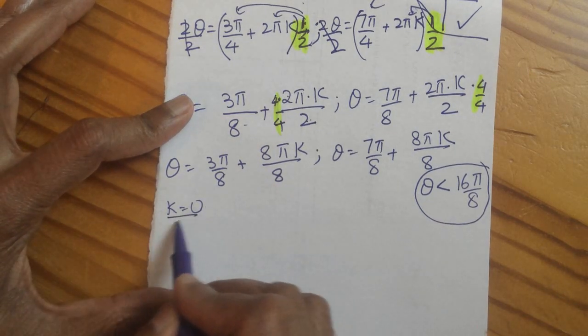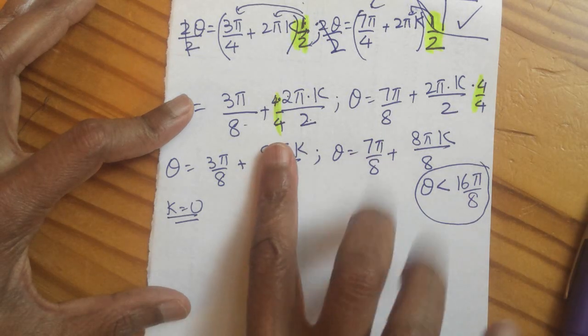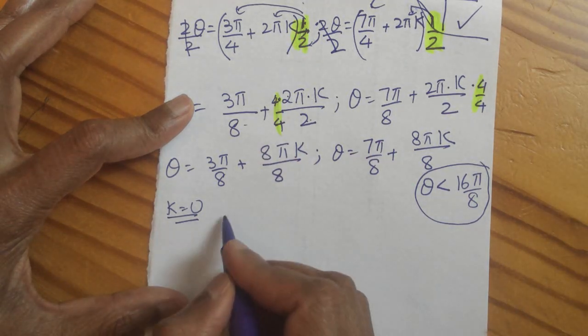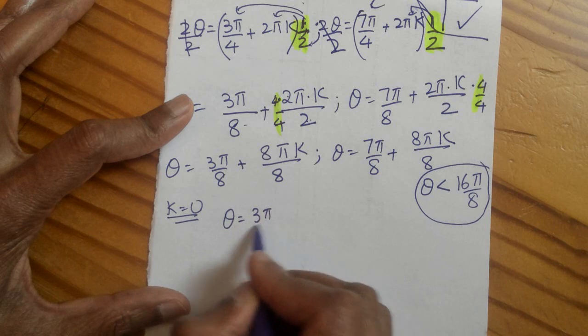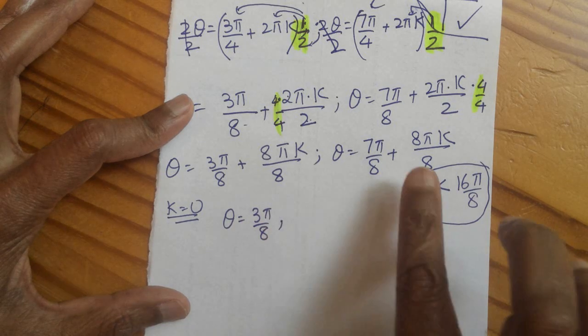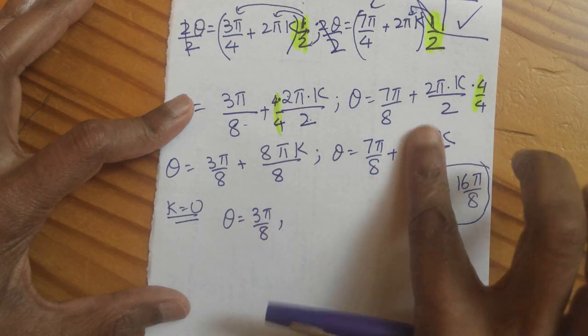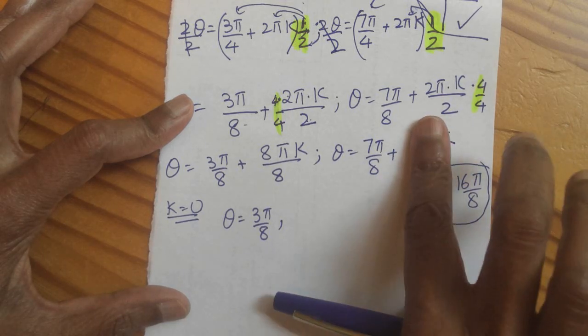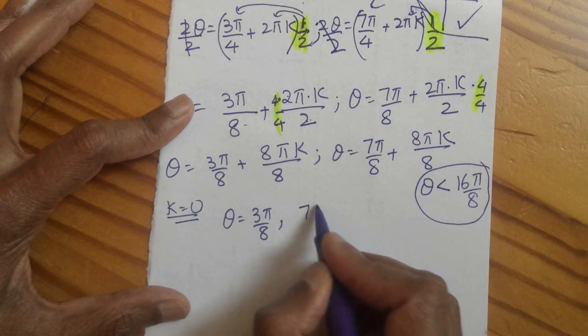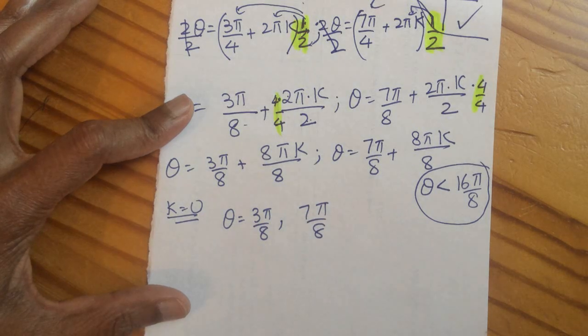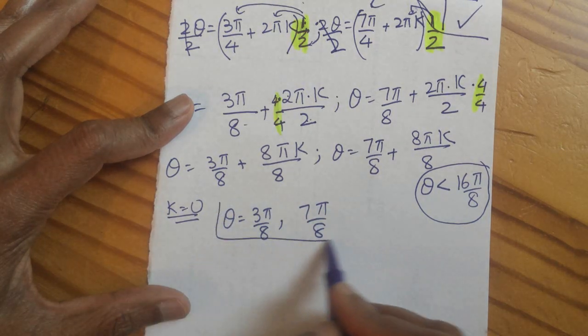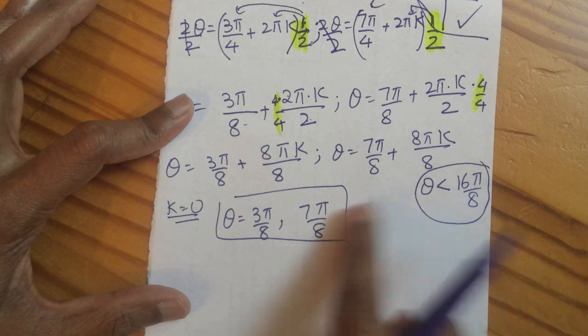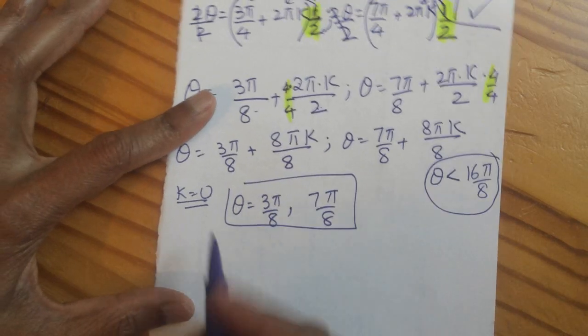Okay, k equals 0. When k equals 0, this term is gone. So theta equals 3 pi by 8. And when k equals 0, this pi k term is gone. In anything times 0, this term is gone. So I have got 2 solutions. Okay, but I need to keep going. It has to be less than 16 pi. Not yet there.